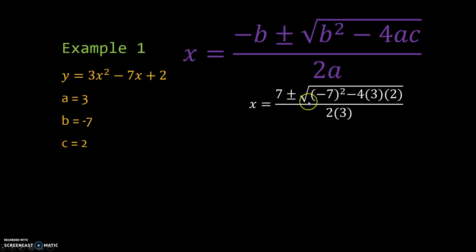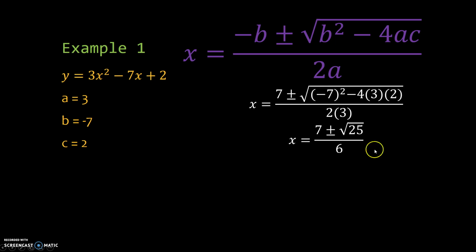We want to make sure that this number is being squared. So now that we've substituted everything in, we're going to simplify the discriminant, that's the number underneath the square root, and the denominator at the same time. Go ahead and use your calculator. There's no shame in doing so. When you do that, the square root will simplify to 25, and at the bottom, 2 times 3 is 6.